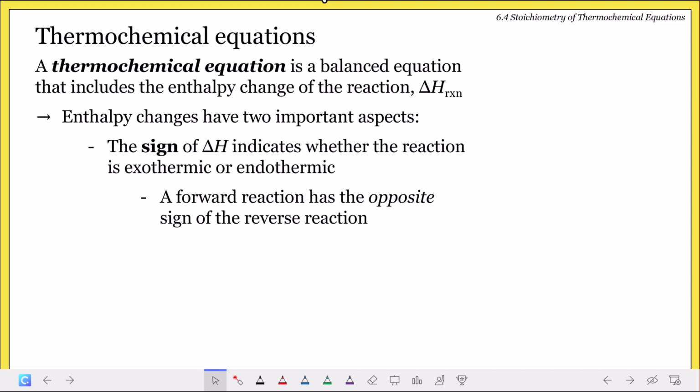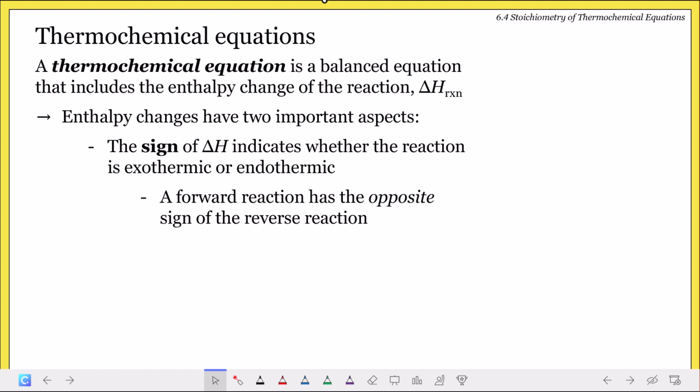We saw the opposite case for an endothermic process, where if we have heat entering our system, then we're going to have an increase in the enthalpy of that system, and our delta H will be positive. And this next bullet here says that a forward reaction has the opposite sign of the reverse reaction.